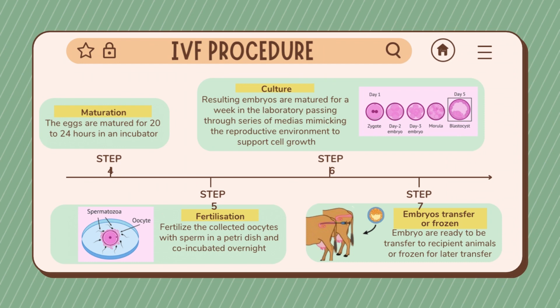Then, the mature oocytes and sperm are put together in a petri dish to fertilize with each other and co-incubated overnight. After that, the resulting embryos are matured for about a week in the lab by putting them in a series of media that mimic the reproductive environment to support the embryo to grow into blastocysts. Lastly, once it forms blastocysts, it is ready to be transferred to the animals, who can also freeze it for later transfer.